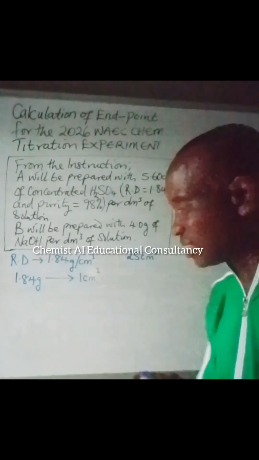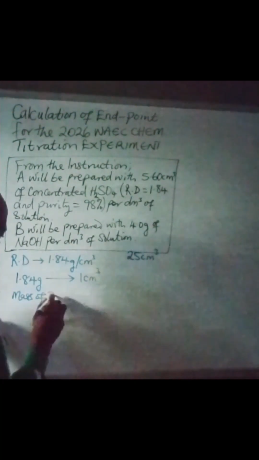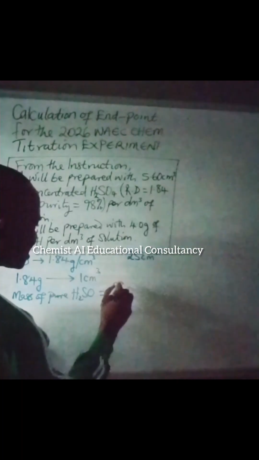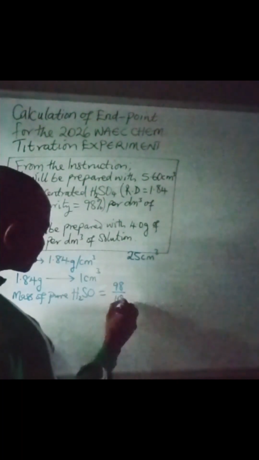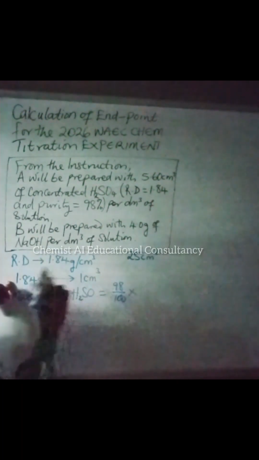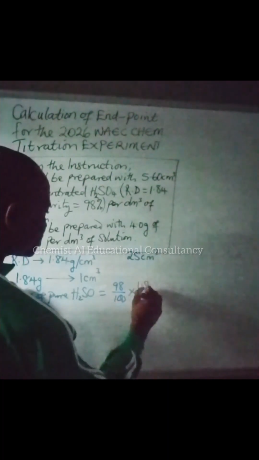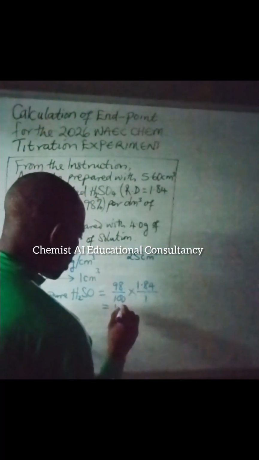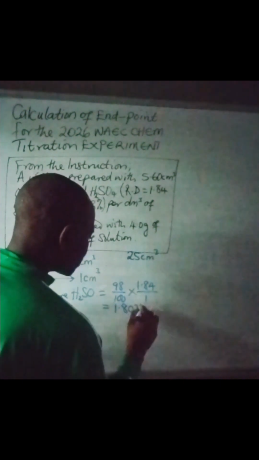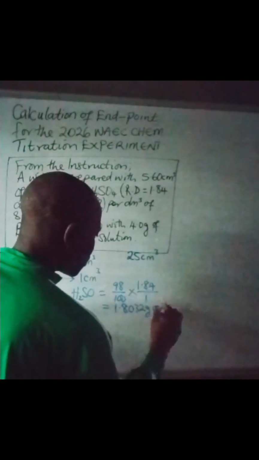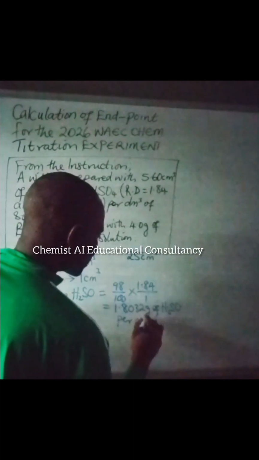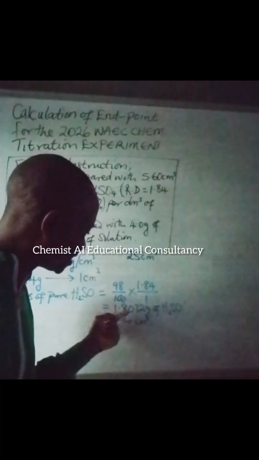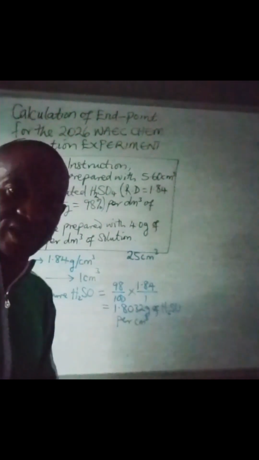So how you would do it is that mass of pure sulfuric acid equals 98%, that is 98 over 100, times the mass inside 1 cm³, that is 1.84 over 1. You are going to get 1.8032 grams of sulfuric acid per cm³. So in 1 cm³, there are 1.8032 grams of the pure sulfuric acid.